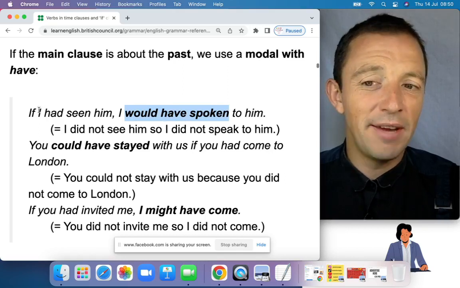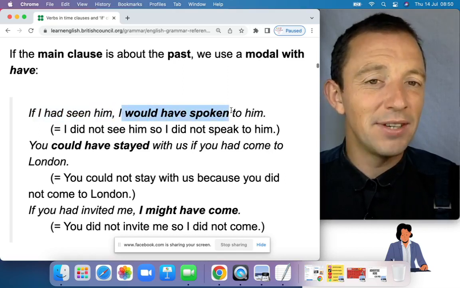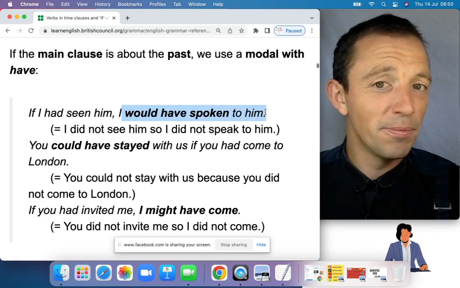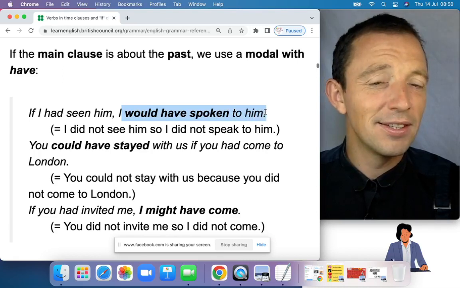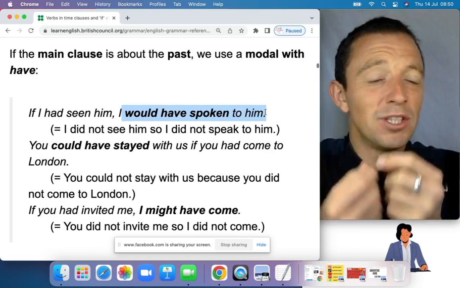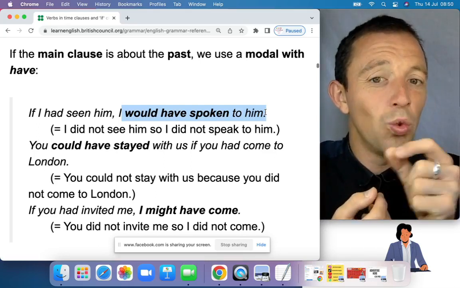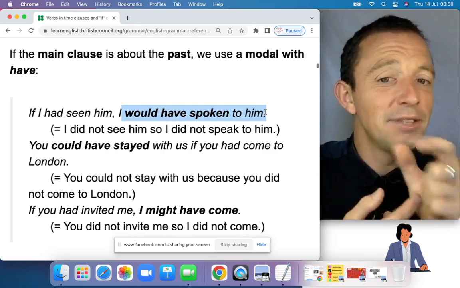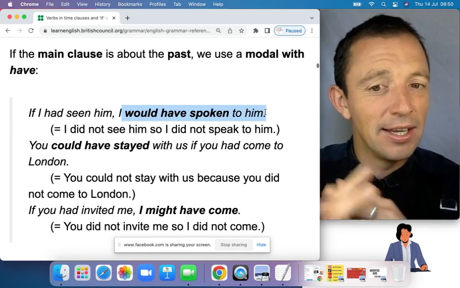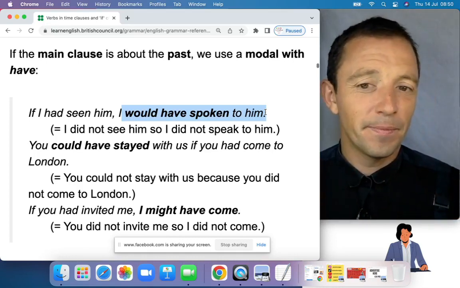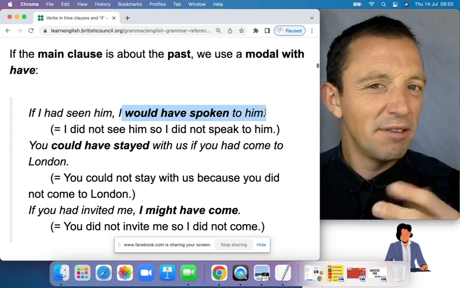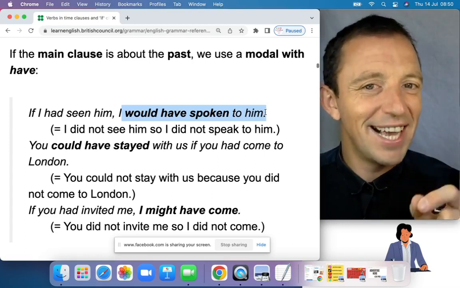What's the alternative? If I had seen him, I would speak to him in the future or the present. Now, if I had seen him, I would speak to him now. Would speak, modal, but would have spoken is the past. Okay, so a lot of different rules with the verbal tenses.